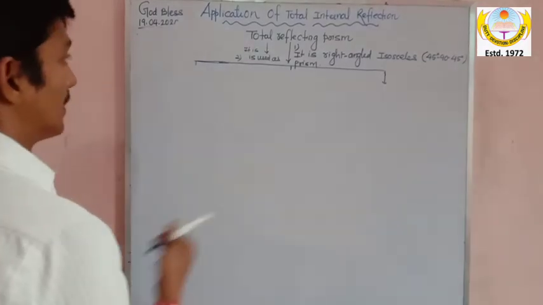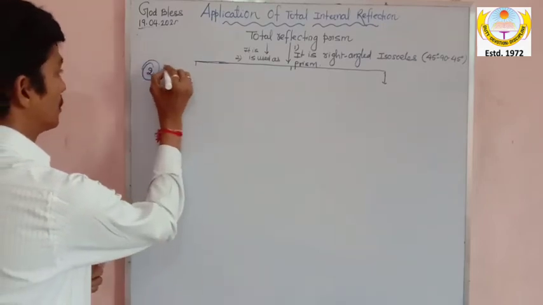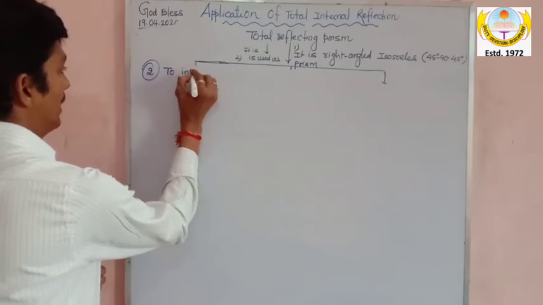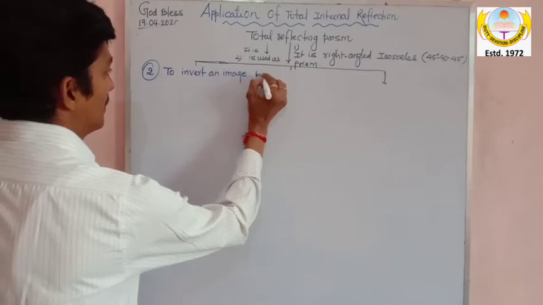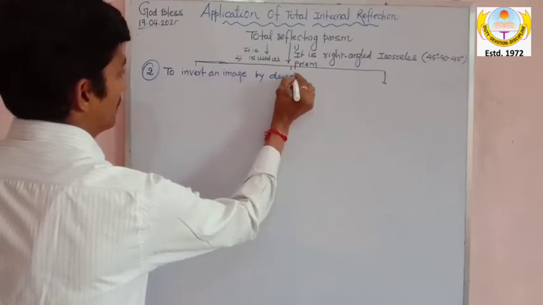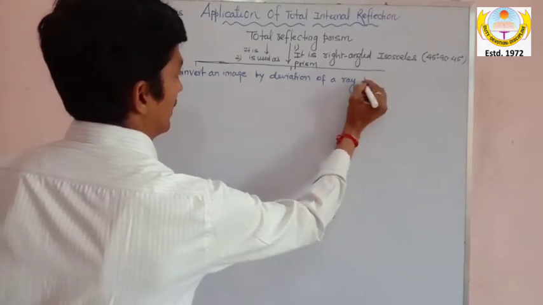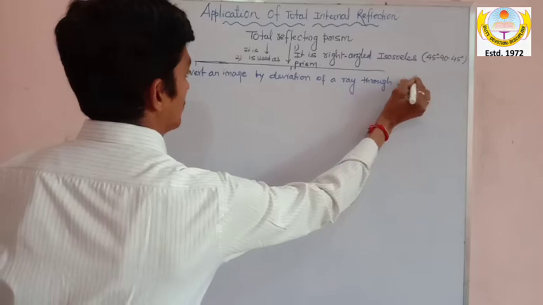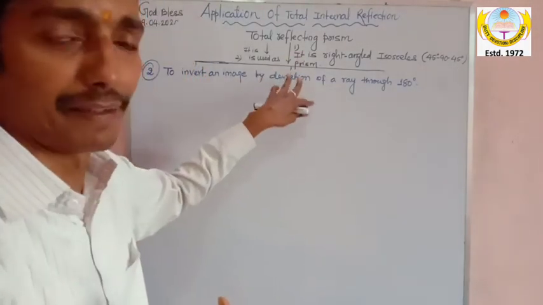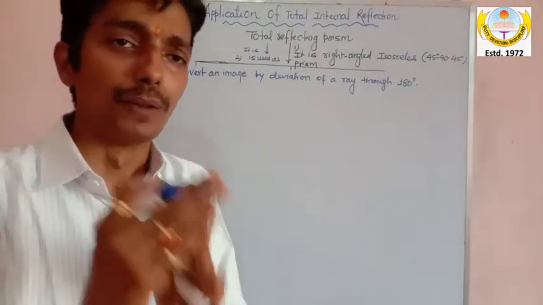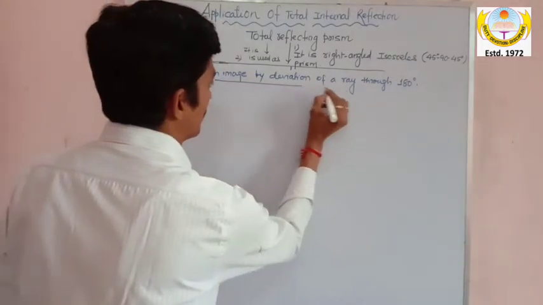Now let's go to the second use of the total reflecting prism. The total reflecting prism is used, as the second point, to invert an image by deviation of a ray through 180 degrees, and then I will draw the conclusion for the total reflecting prism. See, every topic of the reflecting prism has a common word, and that common word I will write at the end. First I will explain. So now, to invert an image by deviation of a ray through 180 degrees.